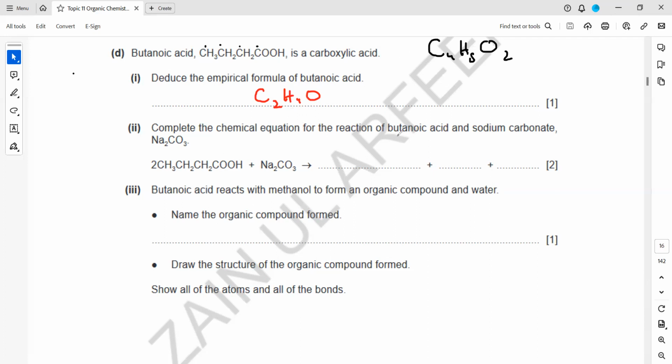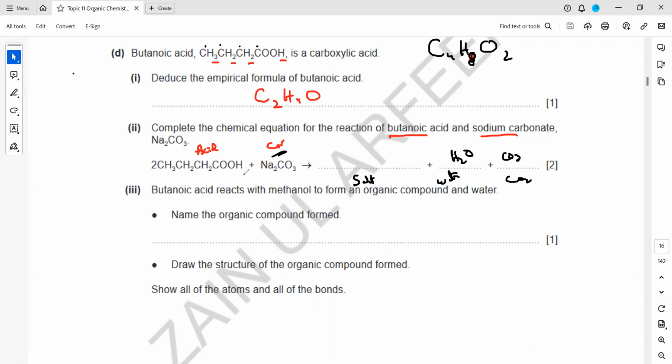Then complete the equation for butanoic acid with sodium carbonate. Whenever any acid reacts with a metal carbonate, H is 8 because we count the total: 3 plus 2, 5 plus 2, 7 and 1, 8. So C4H8 was there, the total number of hydrogens. When an acid reacts with a carbonate, it will give salt, water, and carbon dioxide.